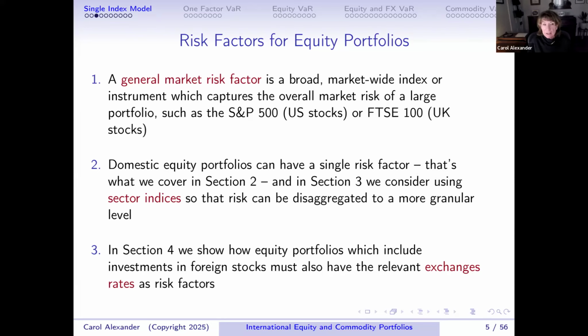And that's what we cover in the one factor VAR model in the next section. But in section 3, we consider using sector indices like a pharmaceutical index or an agricultural stock index, or different types of stocks. So that allows us to disaggregate risk, to attribute it to more granular level risk drivers.